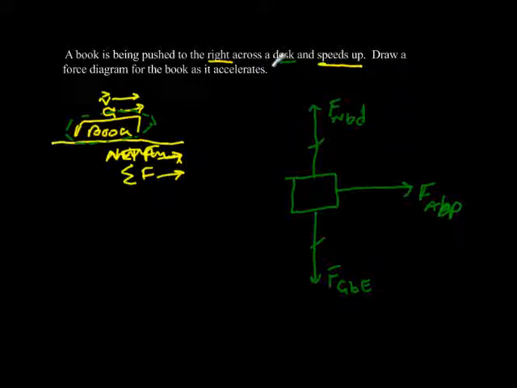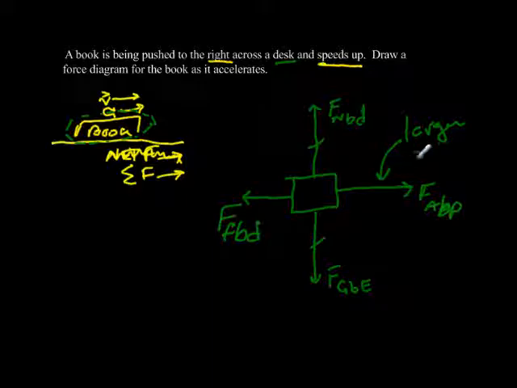However, it does not state that there is no friction, so I need friction. I just don't draw it as big as that. Force of friction on the book by the desk. And this arrow here is a larger arrow. So we're accelerating and we have a net force in that direction.